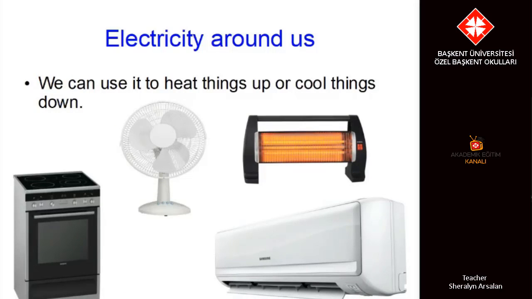We can use electricity to heat things up or cool things down. For example, an oven uses electricity to heat things up. A fan uses electricity to cool us down. An electric heater uses electricity to heat us up. And an air conditioner uses electricity to heat things up and cool things down.